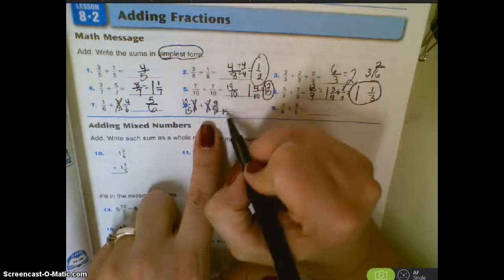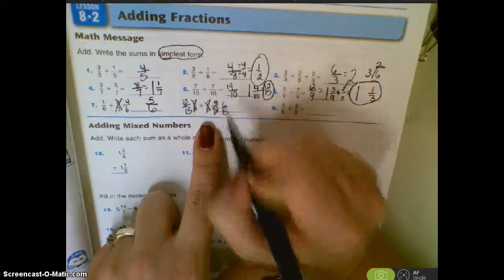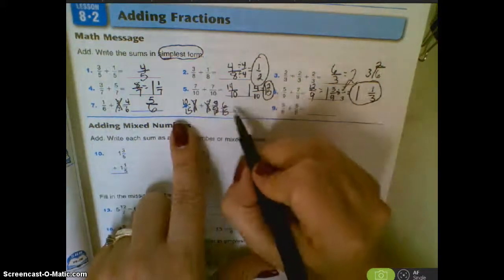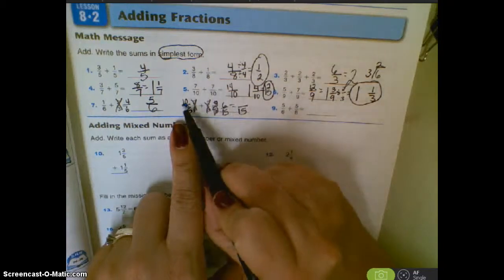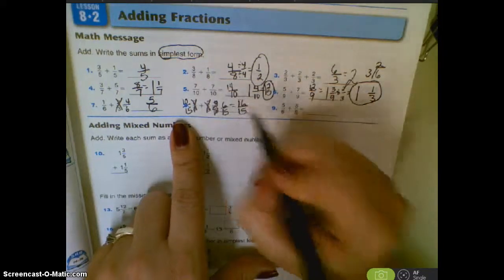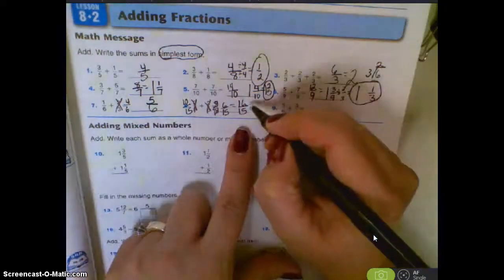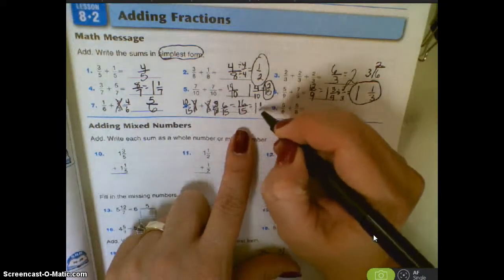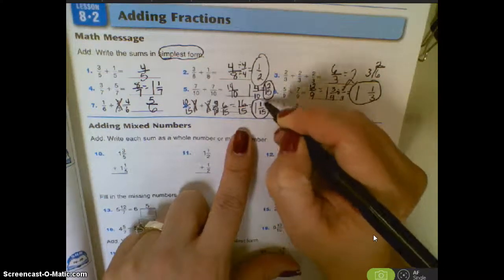Let's do it this way. 5 times 3 is 15. 2 times 3 is 6. Now we have a common denominator of 15. And I add my numerators. 10 plus 6 is 16. I can do a little regrouping because 15 out of 15 will equal 1. And then I get 1 and 1/15 for a leftover. Can't reduce that one anymore.